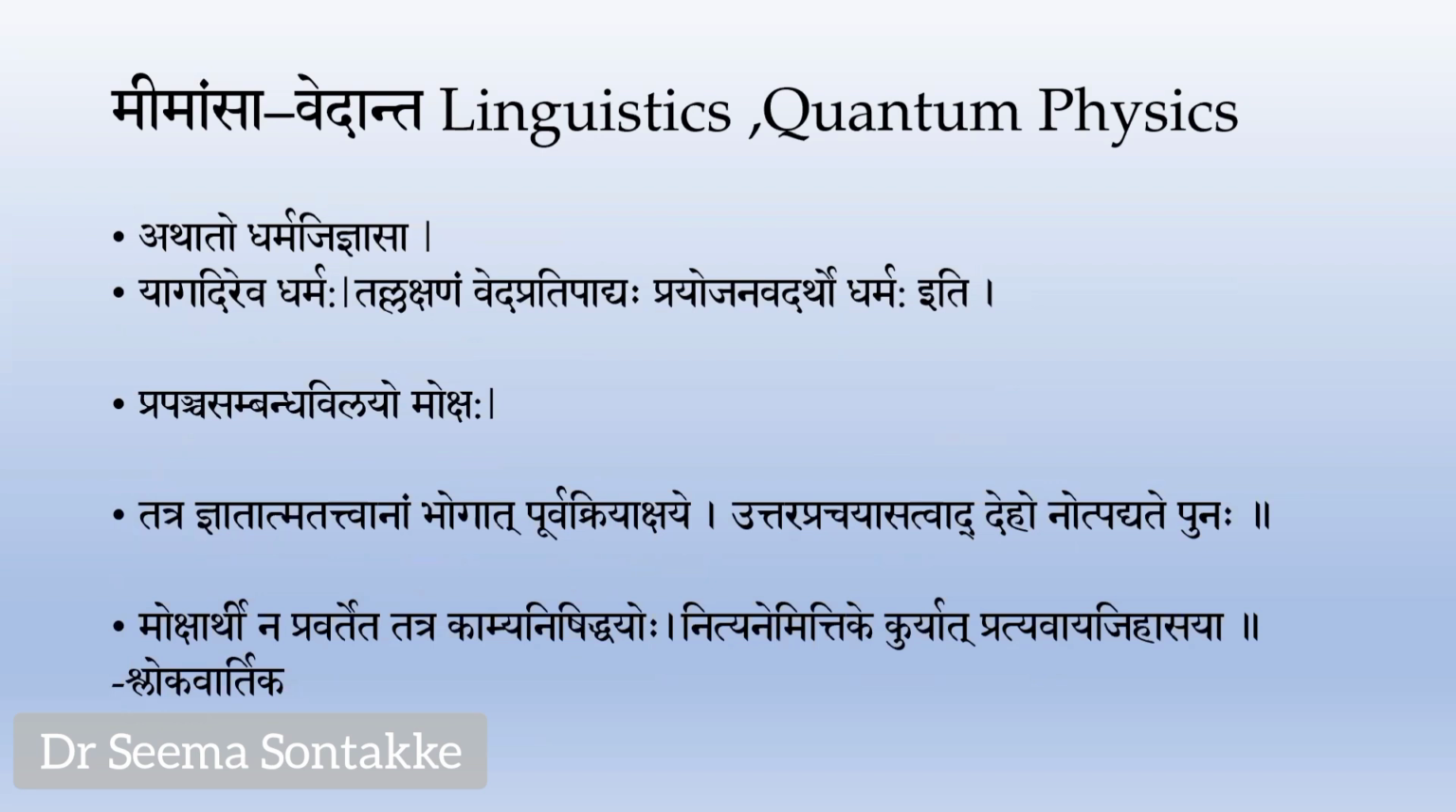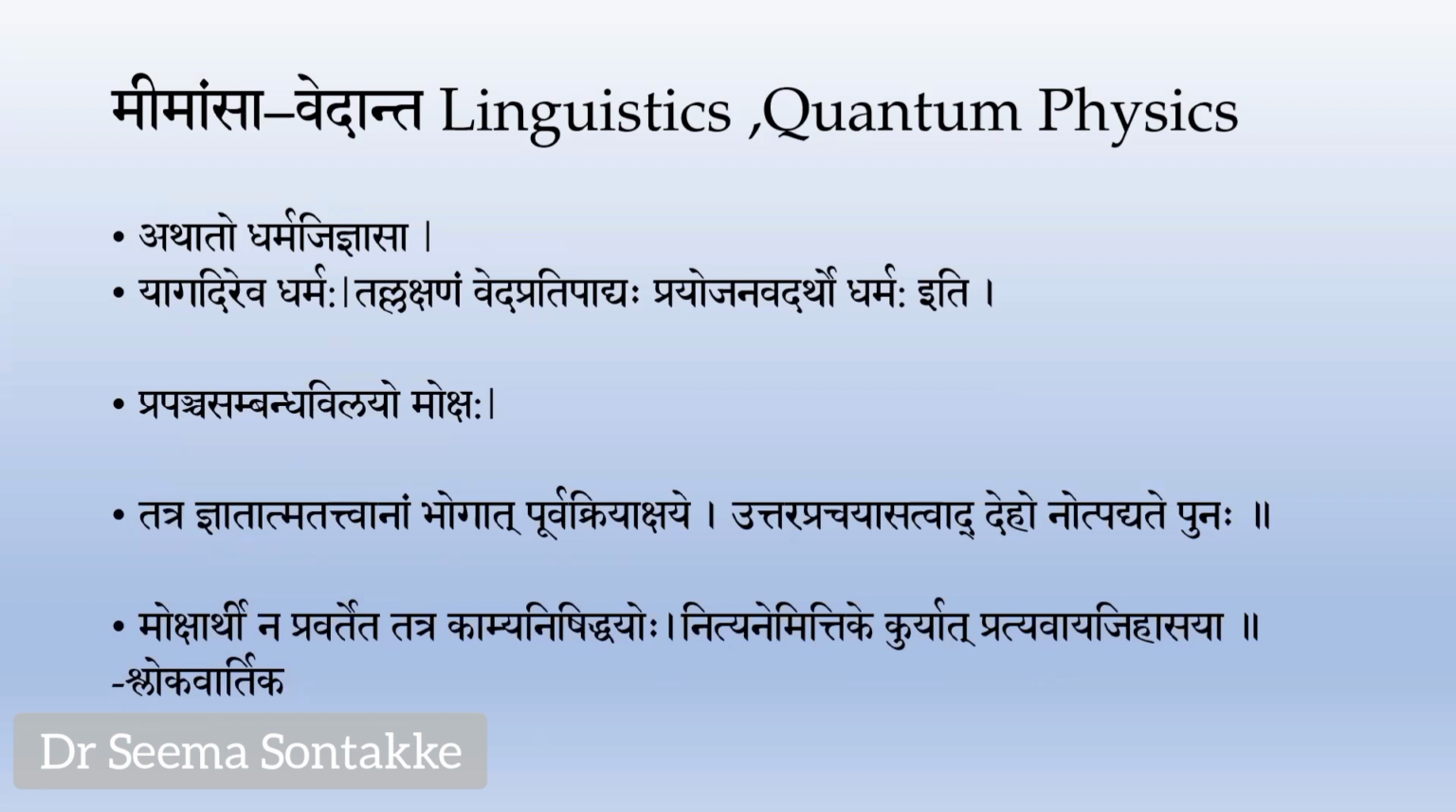Now let us come to the next two orthodox darshanas. Those are Mimamsa and Vedanta, which are also known as Purva Mimamsa and Uttara Mimamsa darshanas. Now let us think about Purva Mimamsa darshana. Actually, the main purpose of Purva Mimamsa darshana is to know about dharma, which according to them is declared in the Vedic text.